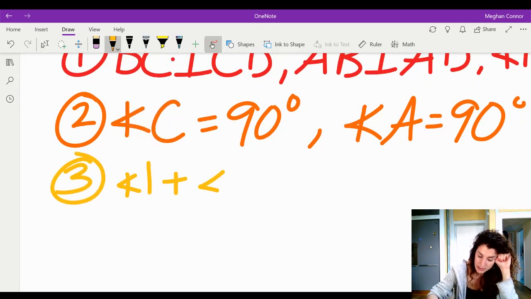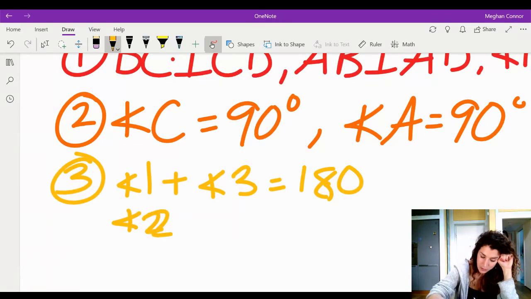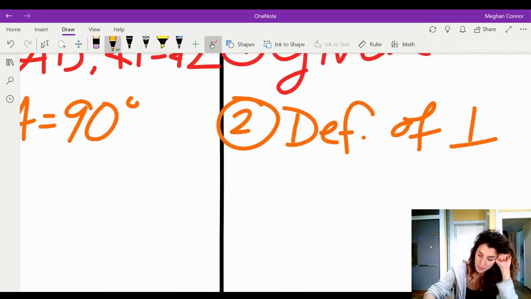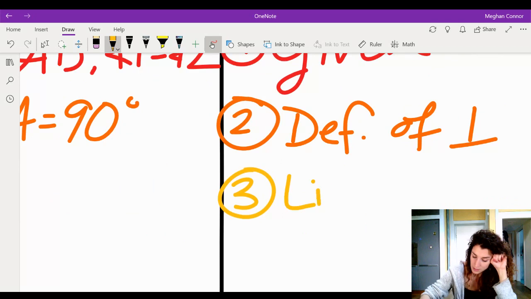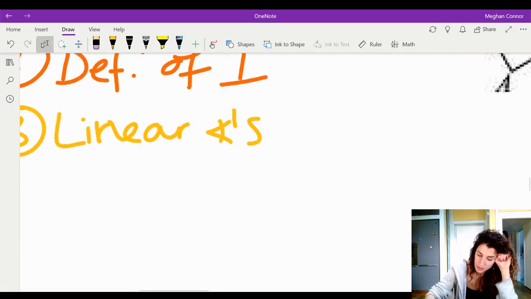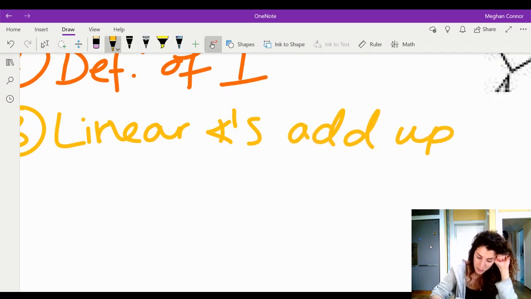Angle 1 plus angle 3 equals 180. Angle 2 plus angle 4 equals 180. Linear angles add up to 180 degrees.